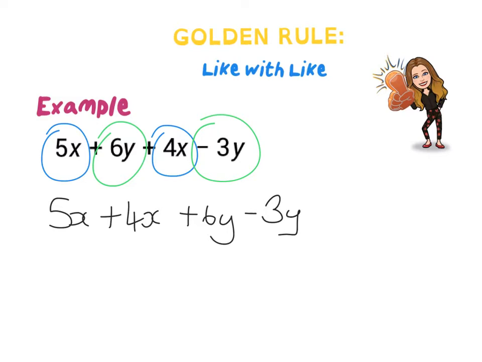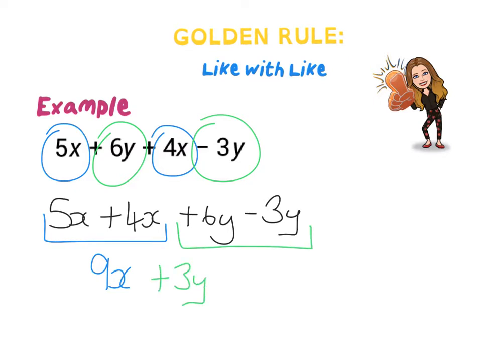So when I do that, I'm left with 9x here, and I'm left with plus 3y here. Because as we know, when the signs are different, you take the sign of the bigger number, which in this case is 6, and you take it away, which gives me 3.